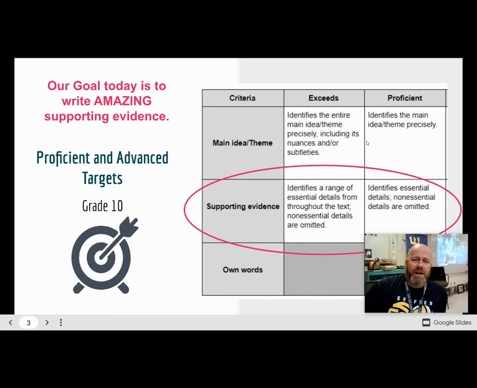Okay, so our goal today is to write amazing supporting evidence. Yesterday we wrote a fantastic main idea. So here's what we're looking at. If you're looking at the rubric, you want to identify a range of essential details from throughout the text. You don't need the non-essential stuff. If you're summarizing, you just want to hand pick the important stuff that can be supporting facts, supporting evidence for the main idea that you already identified. So you already know what kind of support you need to write a summary of that main idea.